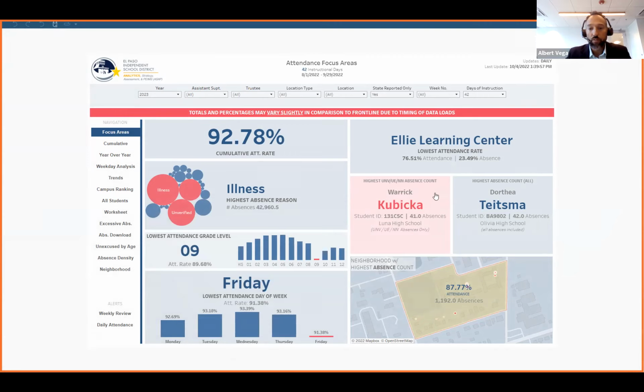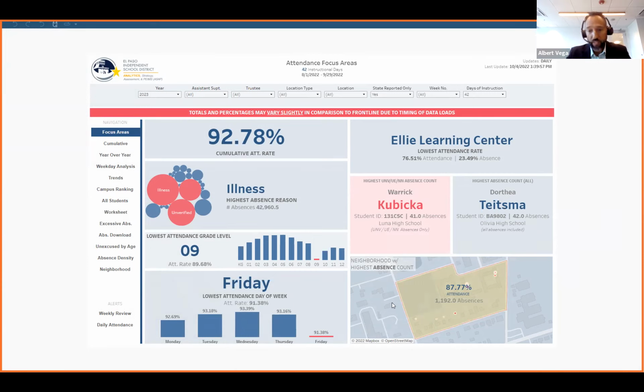We can immediately identify the students with the highest unexcused absence rates here. Also, those students with all absences, we can see who these kids are as well. And one of the things that we'll touch on later in the presentation is our way of analyzing or narrowing it down to a neighborhood level.